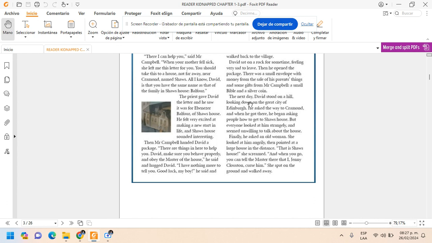David stood on a hill. Stood is a stand up, no? Stood, the past. Looking down on the great city of Edinburgh, he asked the way to Cramont, and when he got there, he began asking people how to get to Shadow House. No? Excuse me, where is Shadow House? Other person, excuse me, where is Shadow House?